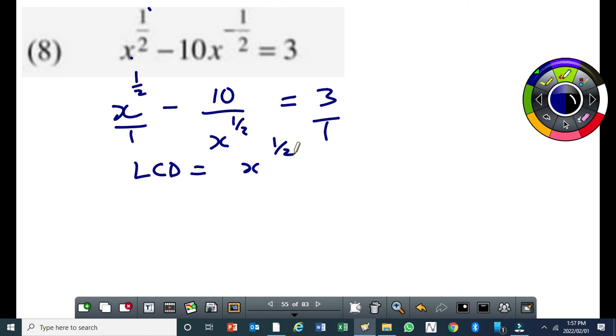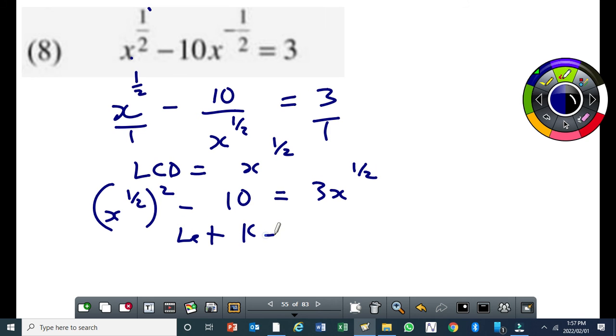So here I'll find the LCD and we get x to the power of a half squared minus 10 over x. Okay, so the minus 10, I found the LCD, so I'm multiplying every term by the LCD. So this becomes 3x to the power of a half. Then I can bring in the k now. So if I say let k be equal to x to the power of a half, that means I'll have k squared, take that 3x to the power of a half to the left, I'll get minus 3k minus 10 equal to 0.